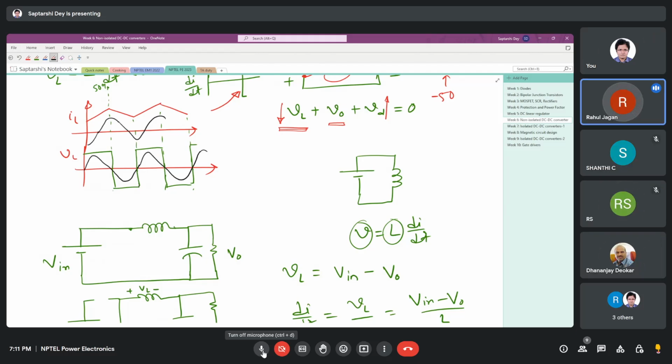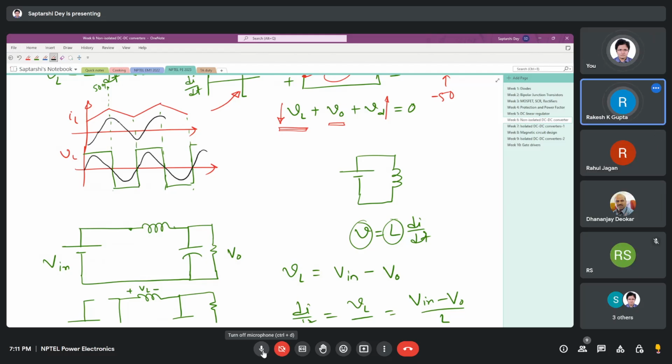Sir, is it DC or AC? It is switching, no? The current is DC, having a ripple. The inductor voltage has to be AC, be it any circuit. Otherwise, the inductor current will keep on rising. So whatever circuit in the world it might be, inductor voltage is always AC.